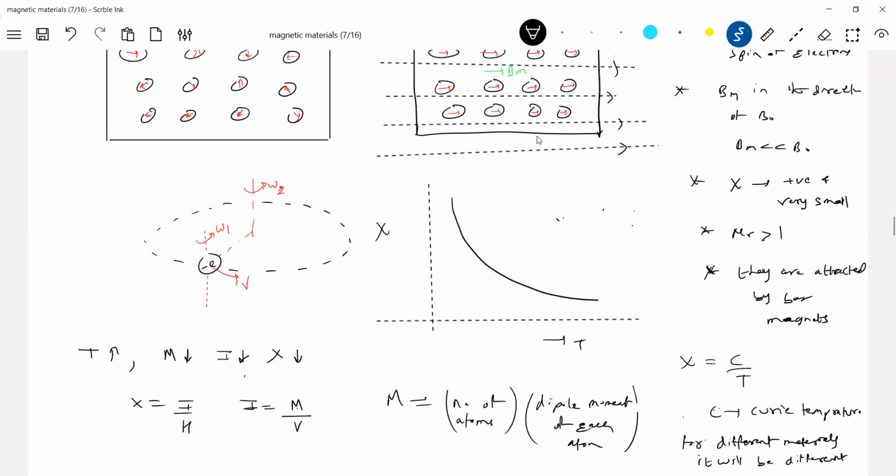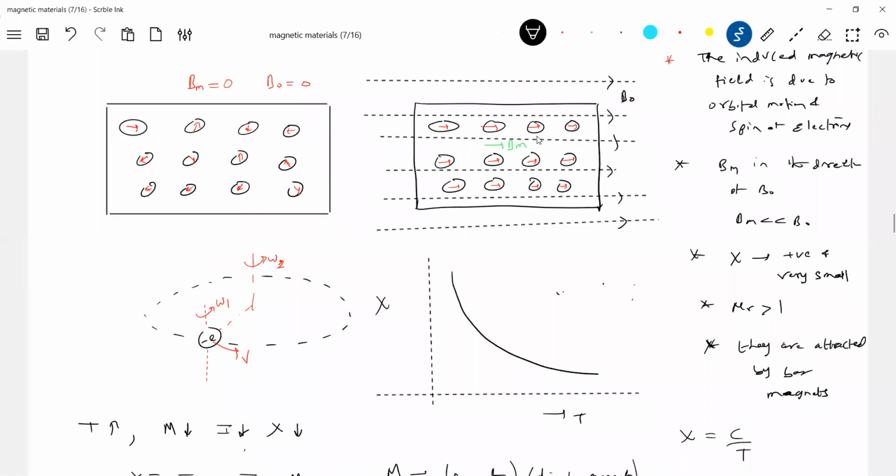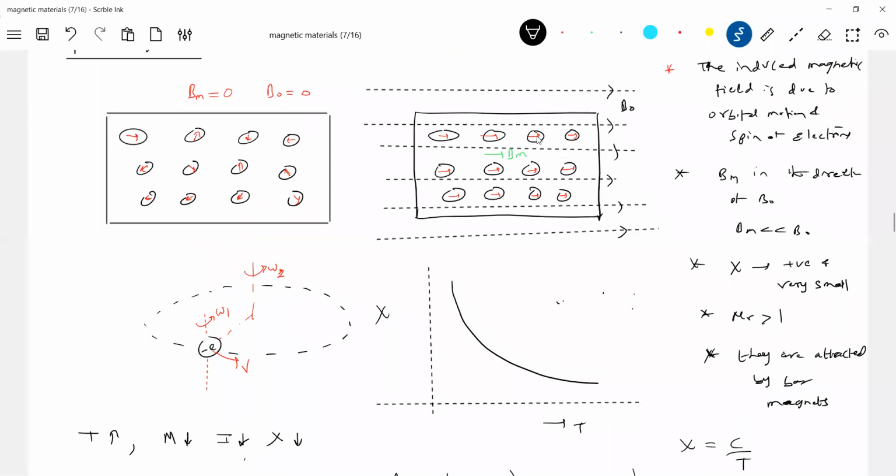I have collected a few. I'll just show, for different materials, what is the value of C. For different materials, the value of Curie temperature will be different. It is not the speed of light. Curie temperature. So now what will happen to this paramagnetism? As you increase temperature, slowly it will decrease its magnetism. The induced magnetic field will decrease here. That's what he means to say.